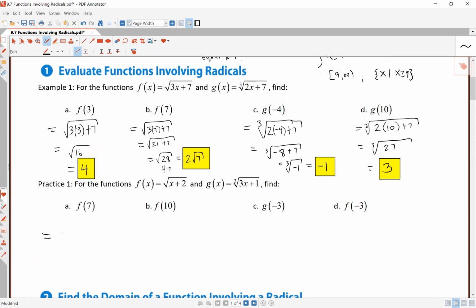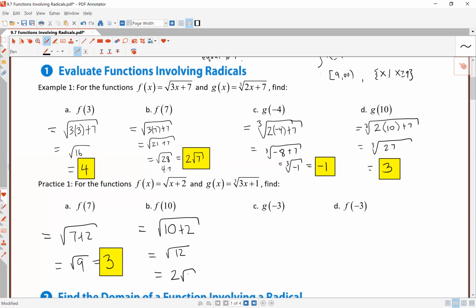F of x says to take its input and add 2. Our input is 7. We add 2 to that, and the square root of that is 3. F of 10, take the input of 10, add 2, and take the square root of that. That's the square root of 12. 12 is 4 times 3, so that's 2 square root of 3.